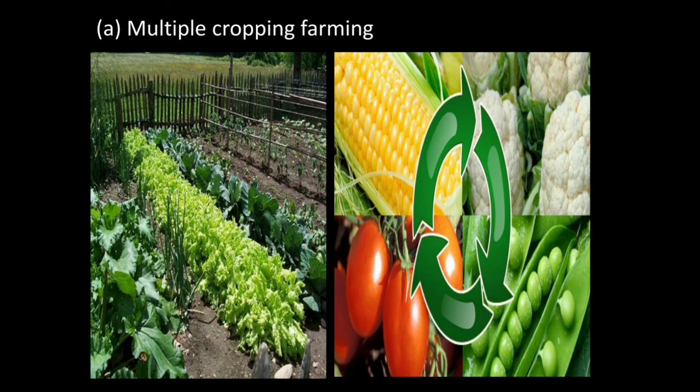In crop rotation, we use the same patch of land for different products in different years. But in multiple cropping, you can use the same patch of land for different crops within a year. By following the technique of multiple farming or multiple cropping, a farmer can produce more from the same patch of land.